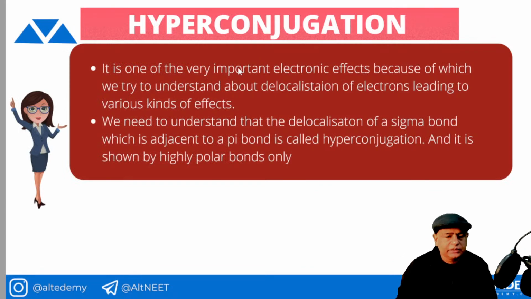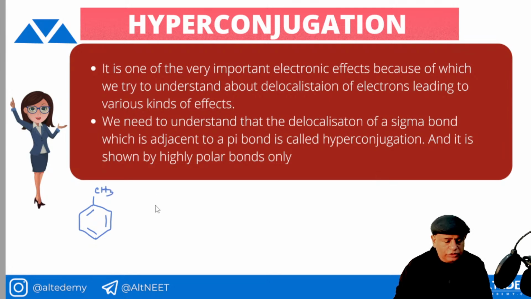Coming to the concept of hyperconjugation, how should you visualize it? Let me begin with a small notion or concept that you might have come across. If I ask you, here we have a benzene ring, and with this benzene ring, there is a group attached, that is CH3.